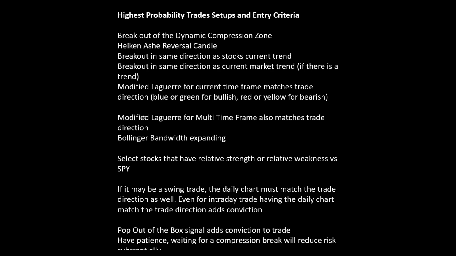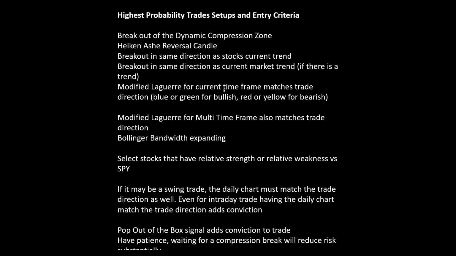For folks who aren't familiar with the Compass system or with our strategy setups in the Compass system, I'll tell you briefly. We look for breakouts of a dynamic compression zone, which is a compression zone that the Compass system creates. It's dynamic, so it comes and goes during the day to identify zones to break out of. We use Fibonacci reversal candle setups for entering a trade, and we trade in the same direction as the stock's current trend, and in the same direction as the current market trend if there is one. Otherwise, we just lean on the stocks.